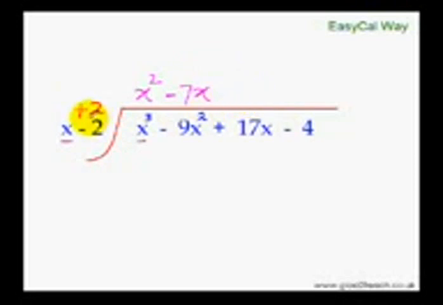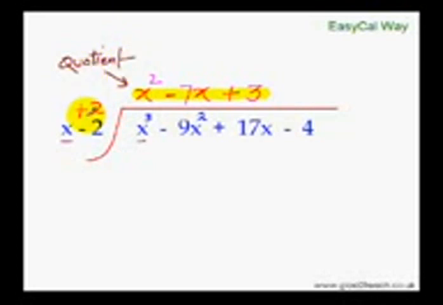So once again, repeat the same process. Multiply this plus 2 with this minus 7x and add it to the next term of the dividend. 2 times minus 7x is minus 14x. Minus 14x plus 17x will be plus 3x. So we will put plus 3, and we have got the final answer.